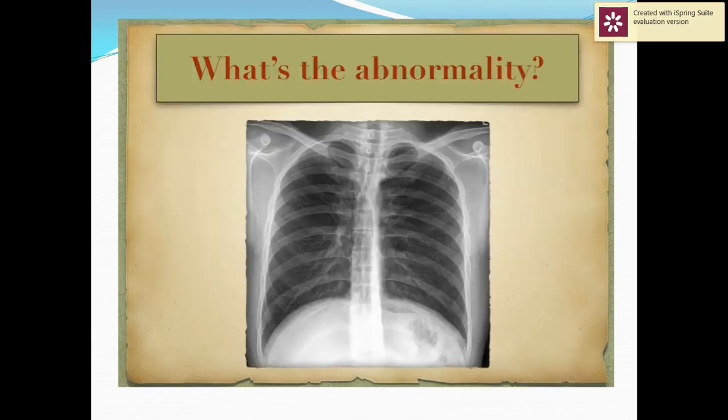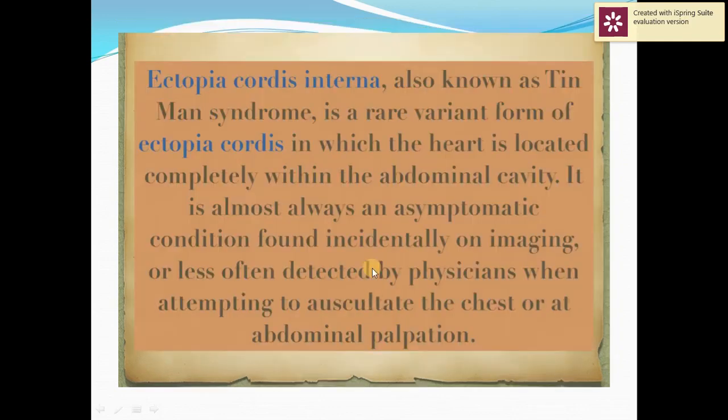Another example بداية يعني to stimulate the brainstorming. What is the abnormality? As we see here, there is obvious absence of the cardiac shadow, ectopia cordis interna. الناس دايما بيكون this is a congenital anomaly in which the cardiac will be in the abdominal cavity.